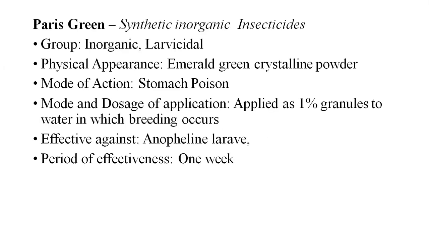Paris green, a synthetic inorganic insecticide. It comes under the group inorganic larvicidal. Physical appearance: emerald green crystalline powder. Mode of action: stomach poison. Mode and dosage of application: it is applied as 1% granule to water in which breeding occurs. Effective against Anopheles larvae. Period of effectiveness is 1 week.